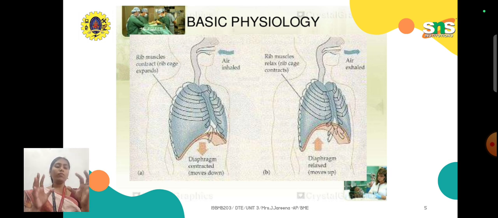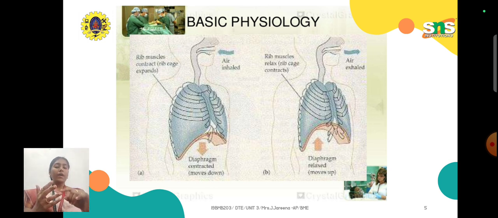what kind of volume changes will happen to your thorax. That is very important because volume and pressure have a relationship in the case of inspiration and expiration. This is the thing which enables us to breathe properly, in a balanced way.